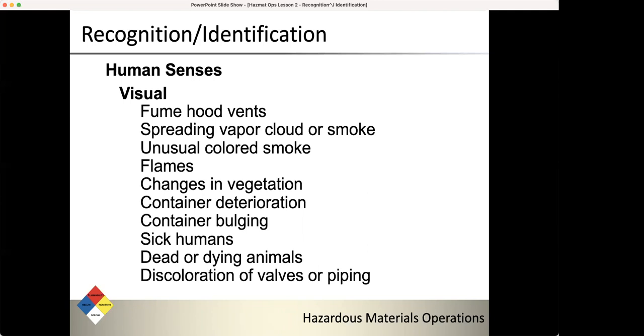So what that means is if something's leaking, then it may discolor the container. Bulging or making noise, I guess that'd be hearing, sorry. Container bulging. Anybody who's being sick where they normally wouldn't be, dead or dying animals, and any discoloration of valves or piping.